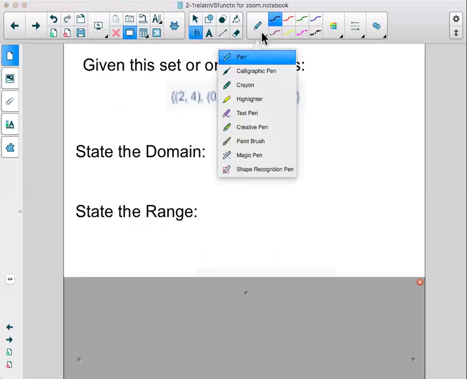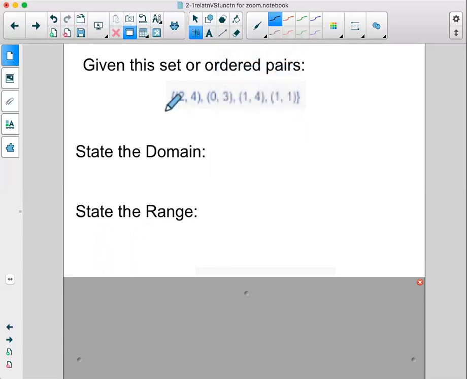If we are given this particular set of ordered pairs, then where is our domain? Our domain is the set of all input values. These numbers right here. So our domain would be 0, 1, and 2. Those are the members of the domain. 2, 0, 1. Here's 1 again, but we've already mentioned it.